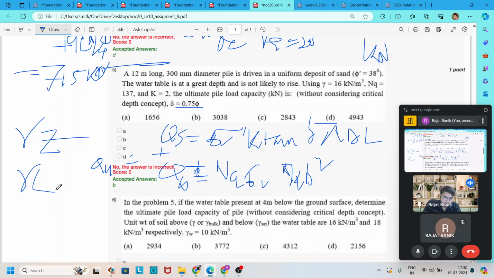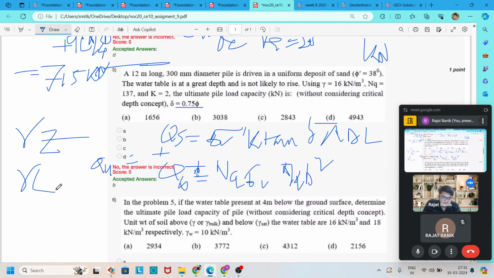Effective stress at the bottom is equal to gamma, again 16, into L, L is 12, into 3.14 into 0.3 squared. Diameter is 0.8 meter, divided by 4. So the answer is 4215.